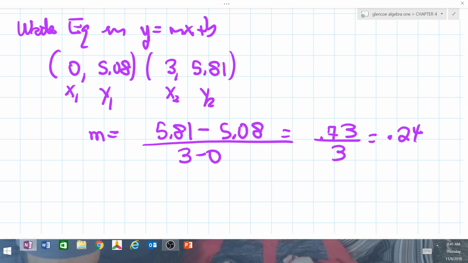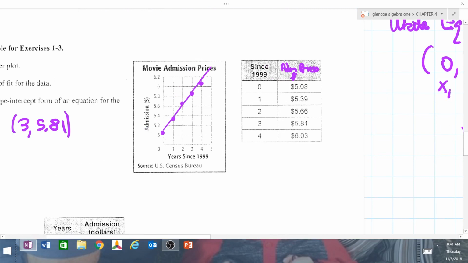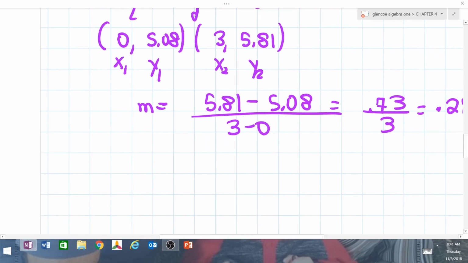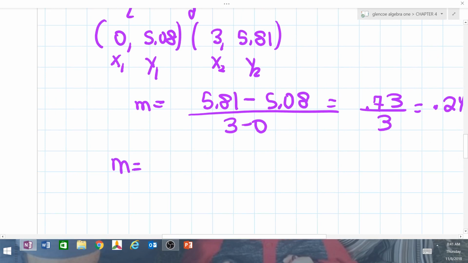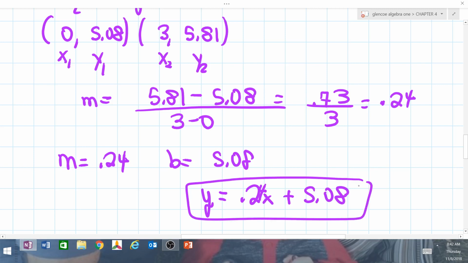Okay, so if we want to, we can go ahead now. Our life's a little bit easy here because we can actually see what the y-intercept is. What's the y-intercept, guys? Where's that graph crossing the y-axis? At 5.08. So now we have the two ingredients. What are the two ingredients you need? We have m, our slope, and we have the y-intercept, which is 5.08. So our equation would be y equals 0.24x plus 5.08. Are you with me?